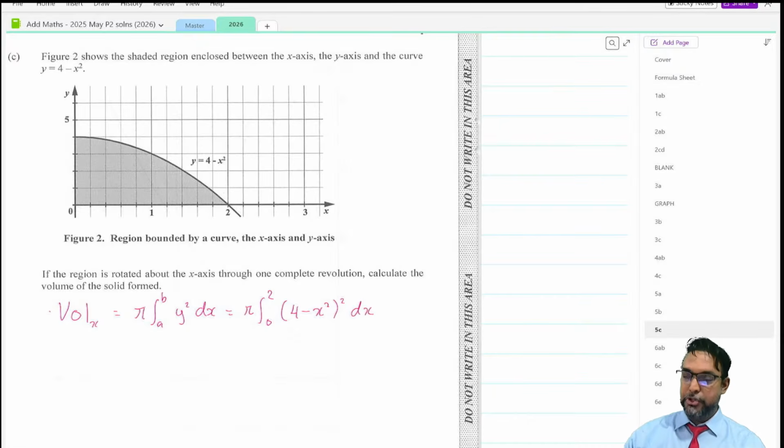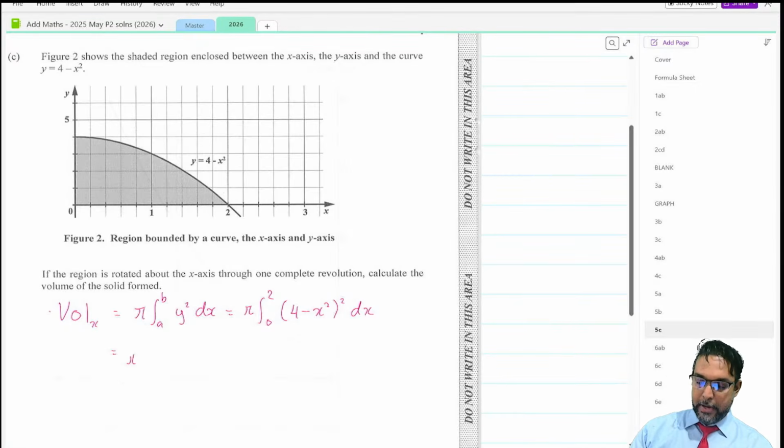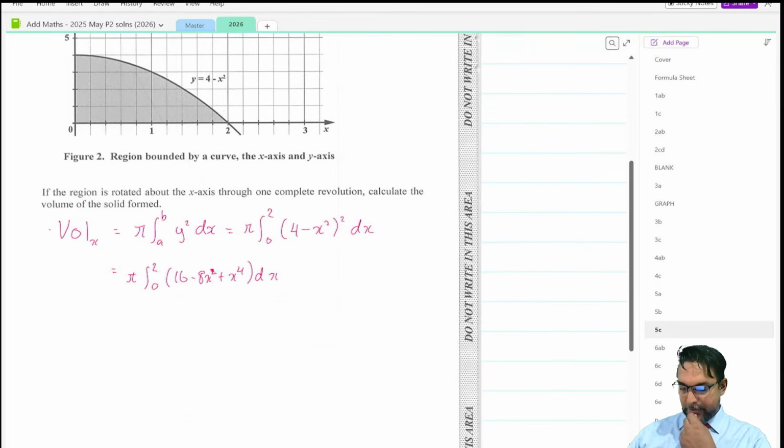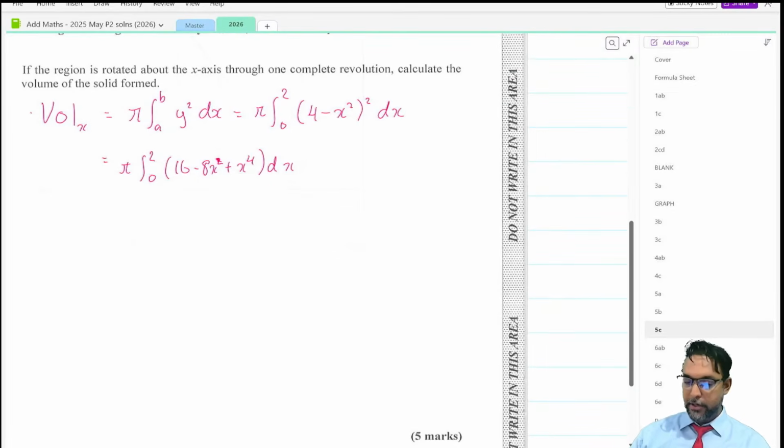Now, please do not do the chain rule for integration here, as it will not work. The chain rule for integration only works for powers of a linear function. 4 minus x squared is a quadratic, not linear. So this will be pi multiplied by the integral between limits 2 and 0 of the expanded bracket: you square the first term, square the last term, and subtract double the product of the two terms.